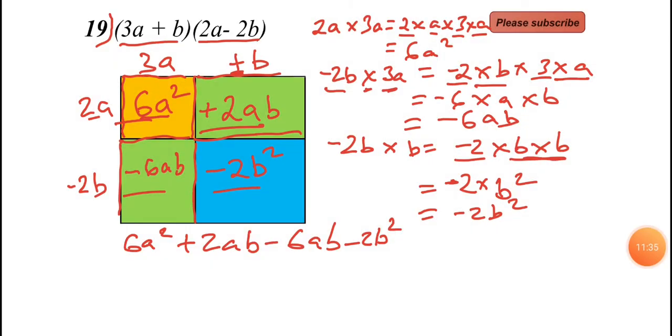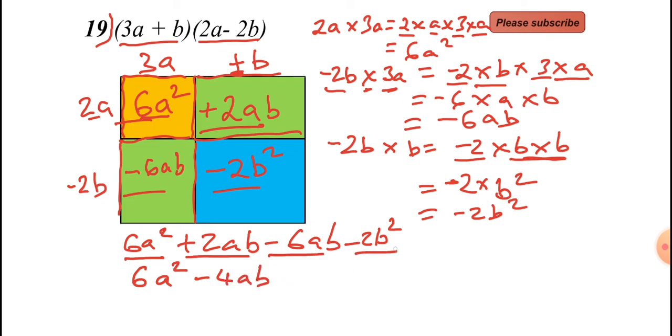So with the 6a squared, there's no collecting like terms, so just copy it down exactly as we see it. And then here we've got plus 2ab minus 6ab. So 2 lots of ab take away 6 lots of ab makes it minus 4ab. And the minus 2b squared, there's no collecting like terms, so we can just copy that down, minus 2b squared. So the final answer is 6a squared minus 4ab minus 2b squared.